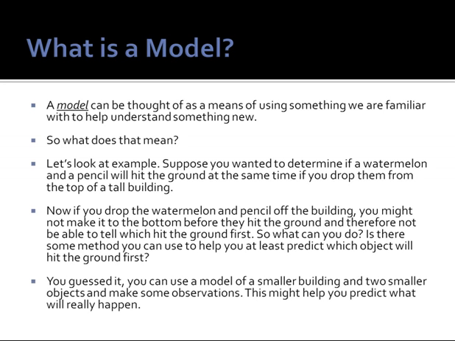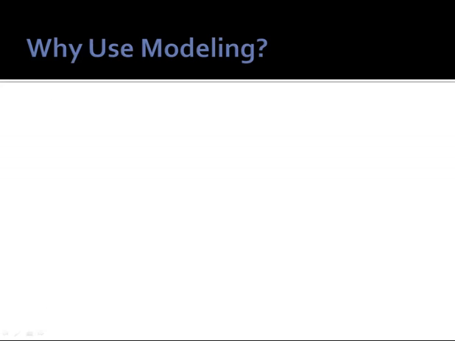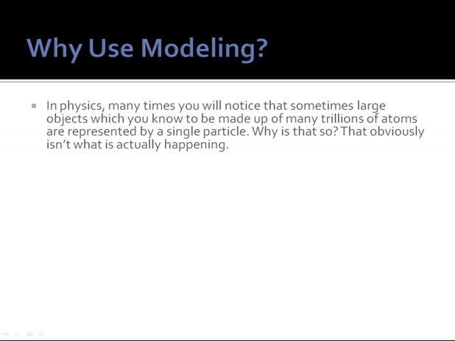You guessed it. You can use a model of a smaller building and two smaller objects and make some observations. This might help you predict what will really happen. So why use modeling? In physics, many times you will notice that sometimes large objects, which you know to be made up of many trillions of atoms, are represented by a single particle. Why is that so? That obviously isn't what is actually happening.